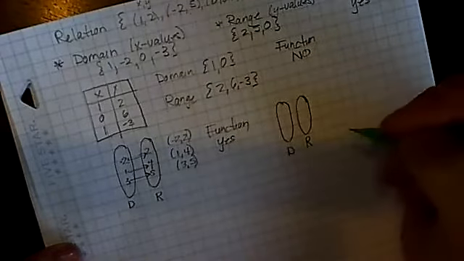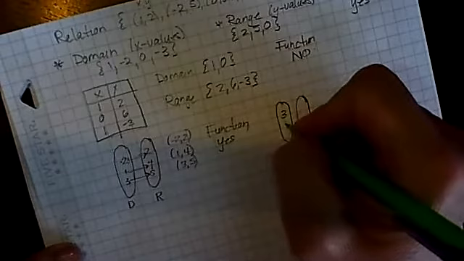But what if I have something like this? Here's your domain. Leave myself a lot of room there. Let's say we have something like this, 3.